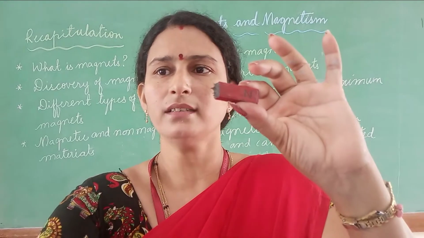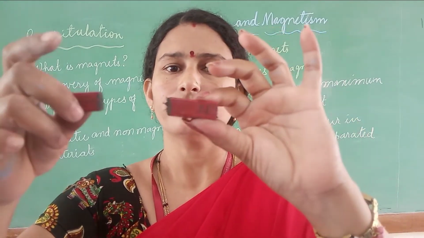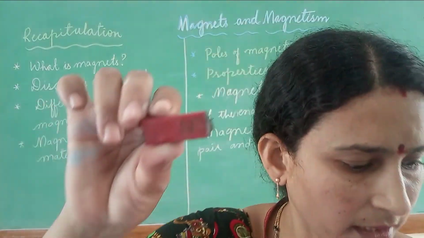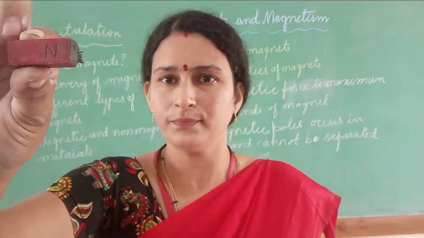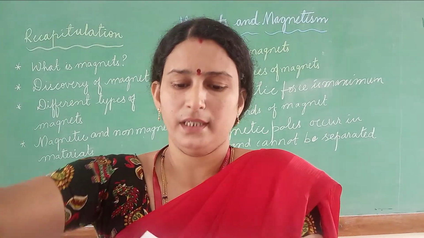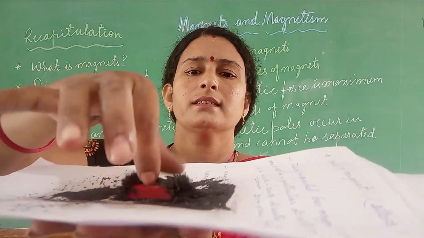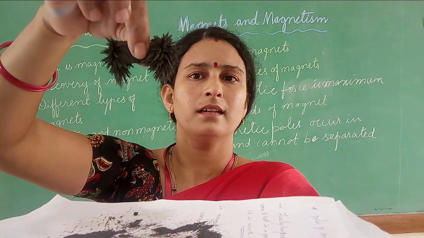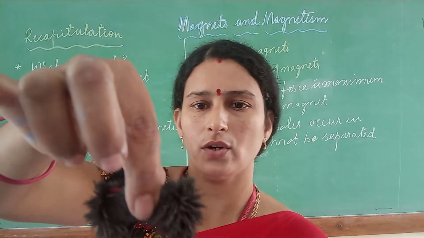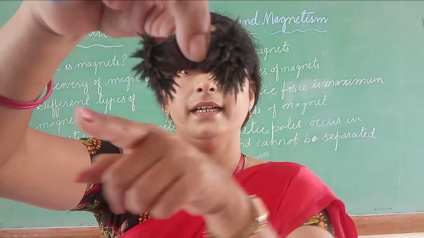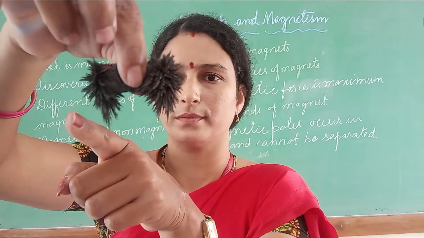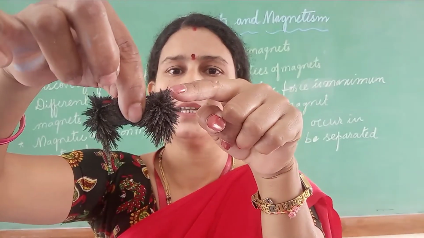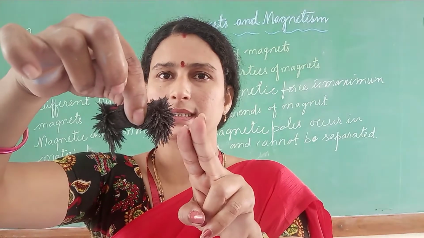See, when I roll this broken magnet in the iron filings, again you can see here, the iron filings got attracted more at this end and this end. That means what? Again this broken magnet has two poles.